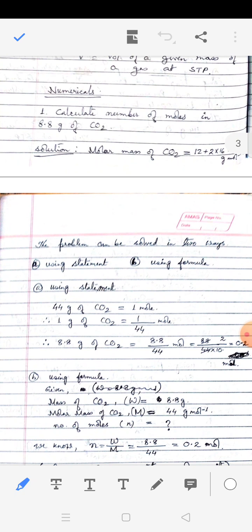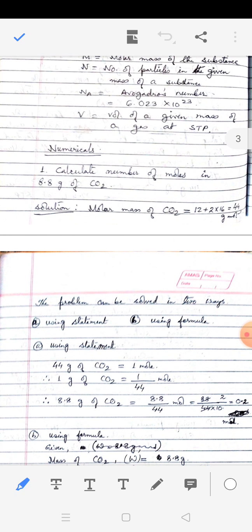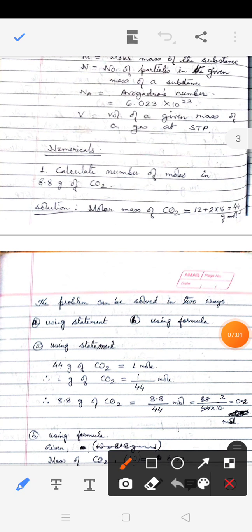Now I have solved it using both the formula and statement. So you see statement, how do I write? Since 44 is the molar mass of carbon dioxide, that means 44 gram of carbon dioxide is 1 mole. Then you use unitary method, therefore 1 gram of carbon dioxide will be 1 by 44 mole, and I have been given as per the question 8.8 gram. So using unitary method, we find the answer to be 0.2 mole.